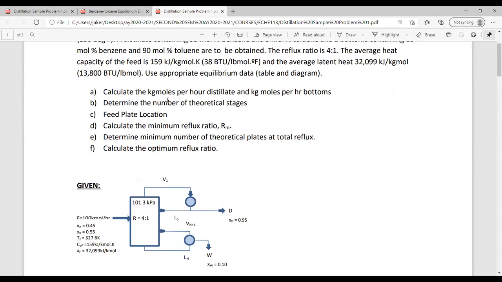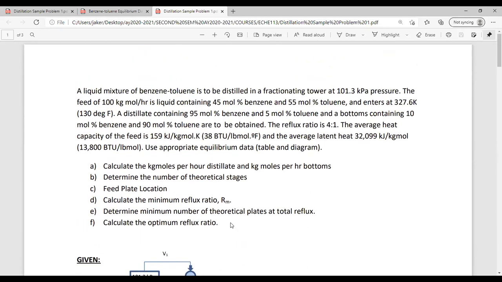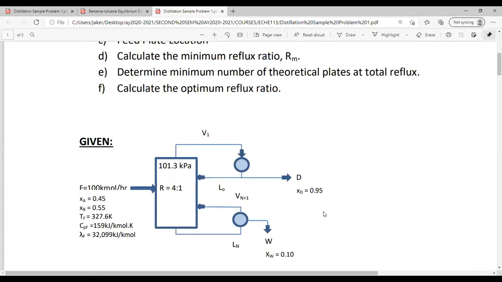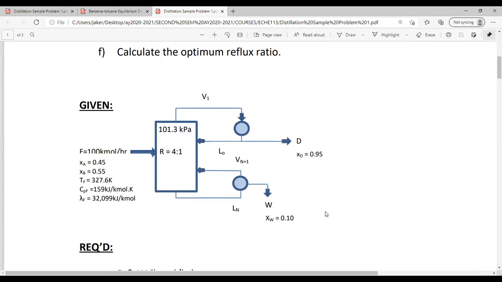Calculate the kilogram mole of distillate and bottoms liquid. Determine the theoretical number of stages and the feed plate location. You are to calculate the minimum reflux ratio. You are to determine the minimum number of theoretical plates at total reflux, and you are to calculate the optimum reflux ratio. So if all this given information is placed in a diagram for your distilling column, this will be the diagram for your column now.